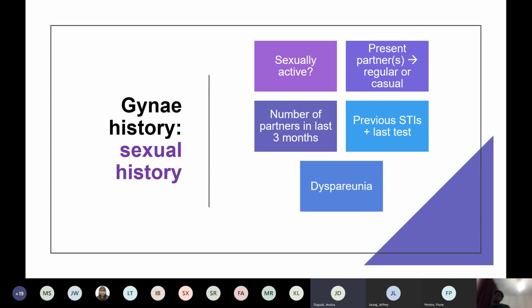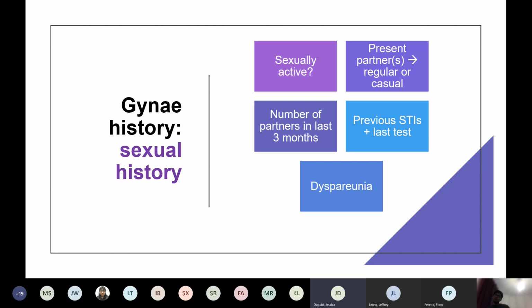Then you want to ask about the number of partners in the last 3 months. This gives you an idea of the chances of the woman having an STI or something like that. That's something that you will do in your GUM histories as well. So you just ask what number of partners. If they've had one, then you know it's a slightly lower risk, but obviously it's a flawed system.